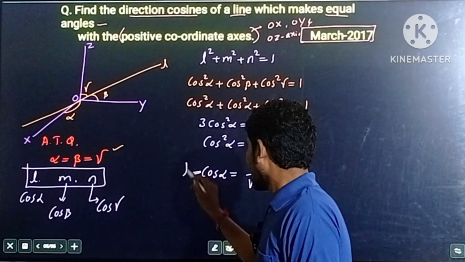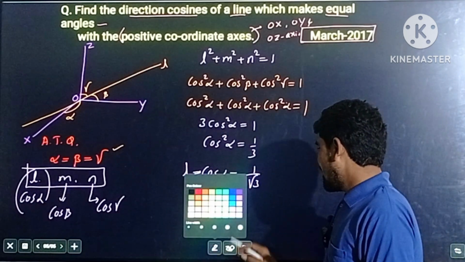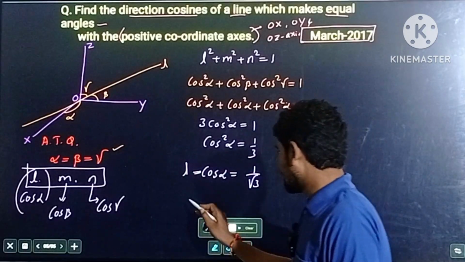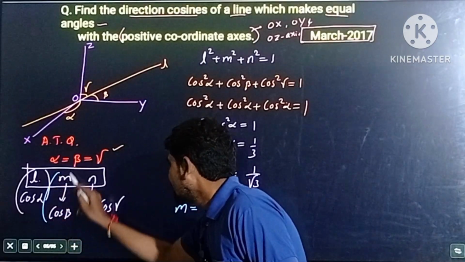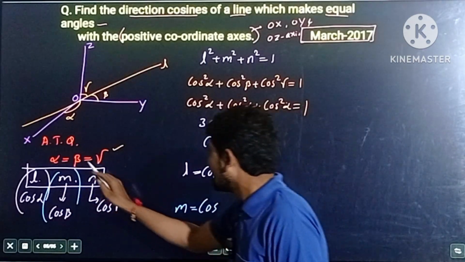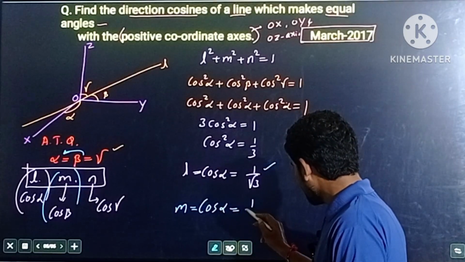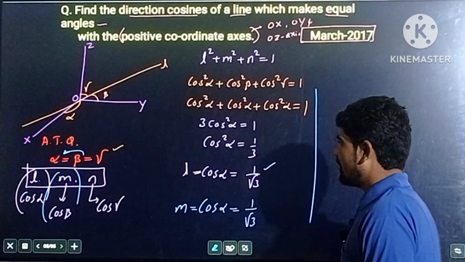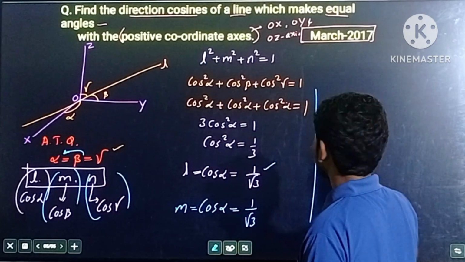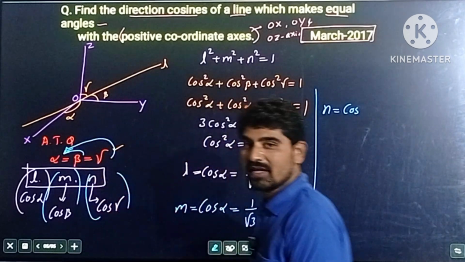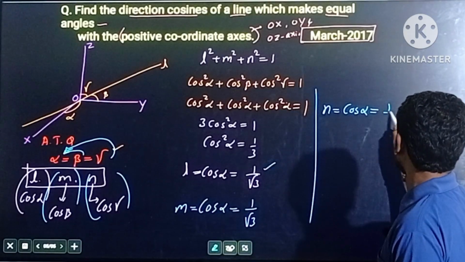And this is the value of L, because L is equal to what? Cos alpha. So we got the value of L, and similarly the value of M is equal to cos beta, and we know that beta is equal to alpha, so we may write it as cos alpha, and the value of cos alpha is 1 by root 3. Similarly, the value of N is cos gamma, where gamma is also equal to alpha, therefore N can be written as cos alpha, therefore the value of cos alpha is 1 by root 3.